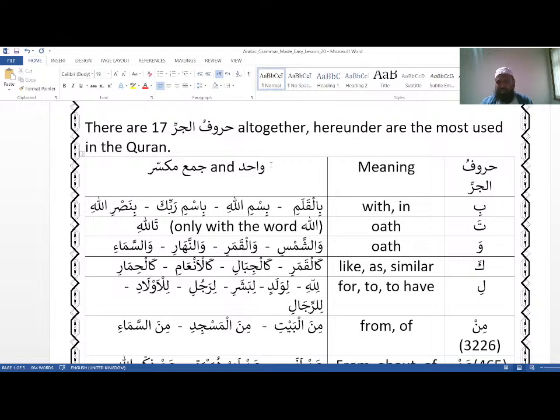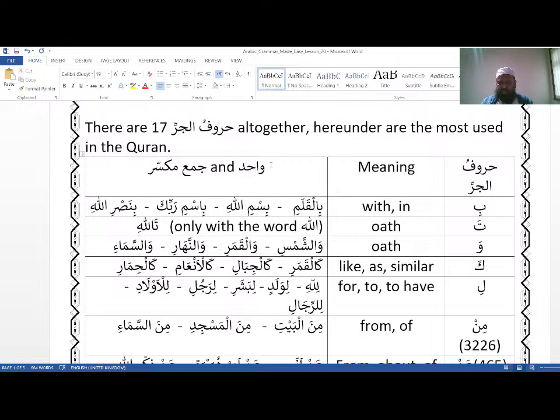Number four, ka means like or as, similar. Kal-qamari, like the moon. Kal-jibali, jabal, plural jibal. كالأنعام, like the an'am, sometimes translated cattle, sometimes animal. كالحمار, donkey, like a donkey or as a donkey.